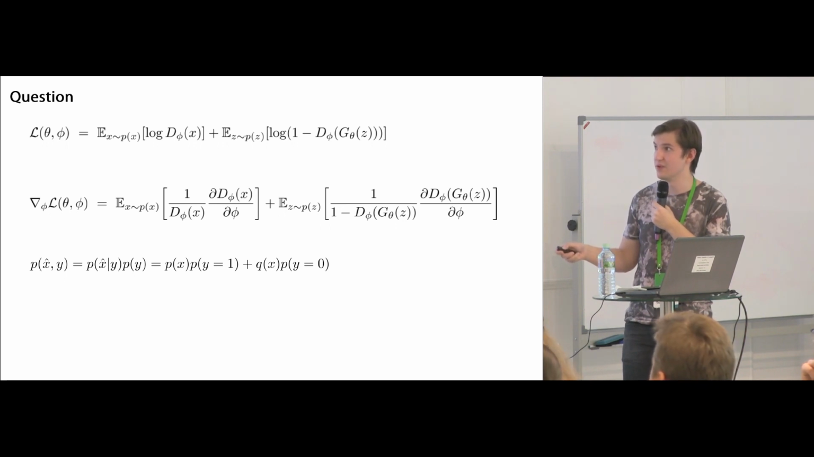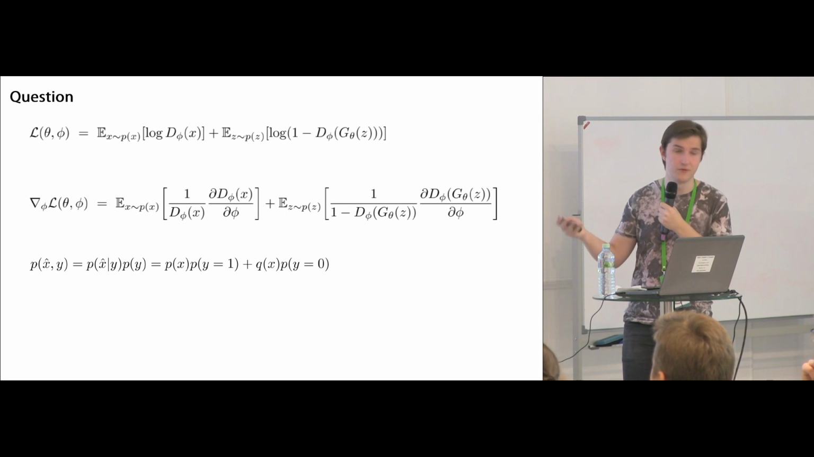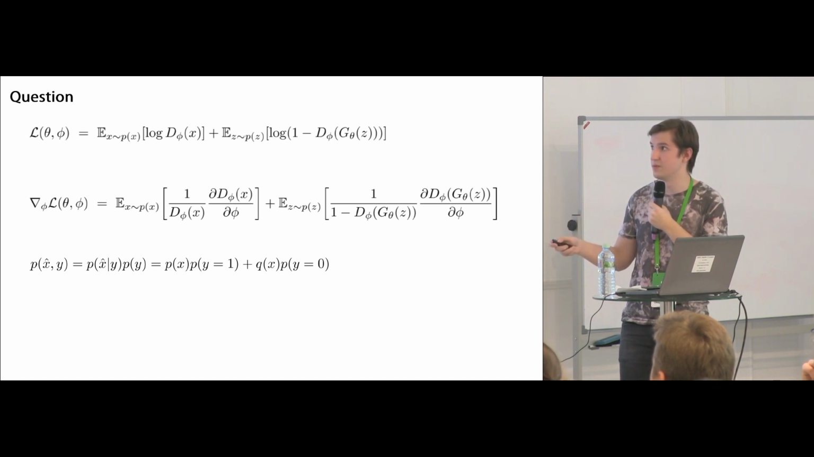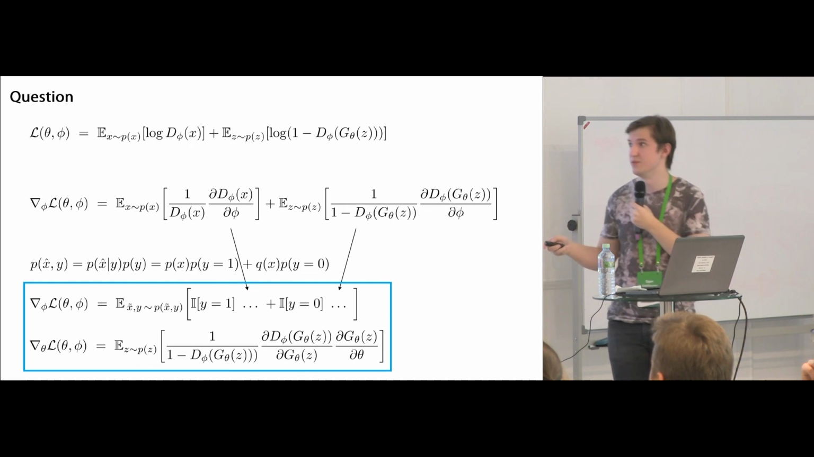We'll just sample the label, which is essentially uniform, so this is 0.5, this is 0.5. And then if you sampled label 1, we just sample from the real distribution. If you sampled label 0, we'll sample from the fake distribution.